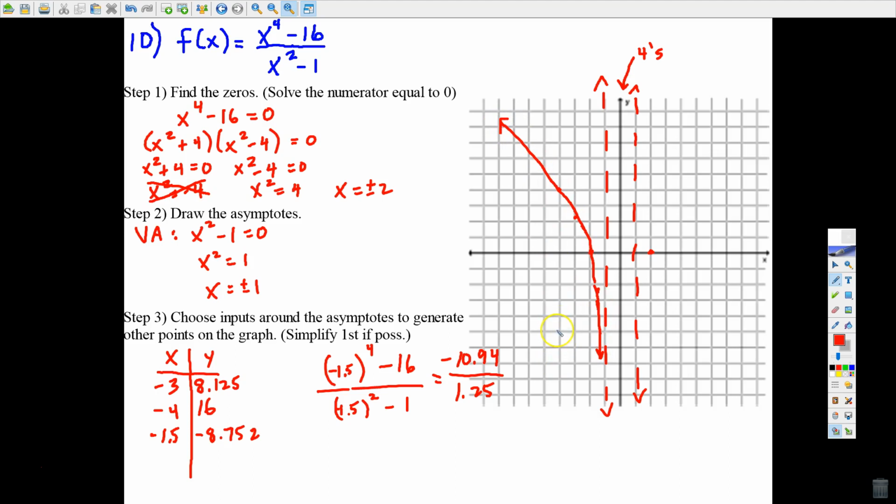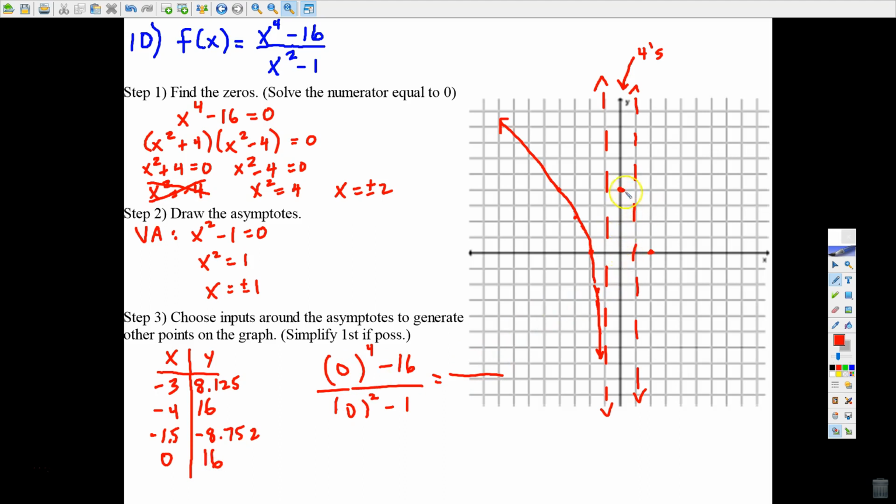All right, very good. Now let's check out the middle part. So I'm going to use input 0 to see what's going on in between these dotted lines. So if I input 0, that's a pretty easy output. I get -16 over -1, which is +16. So 1, 2, 3, 4.